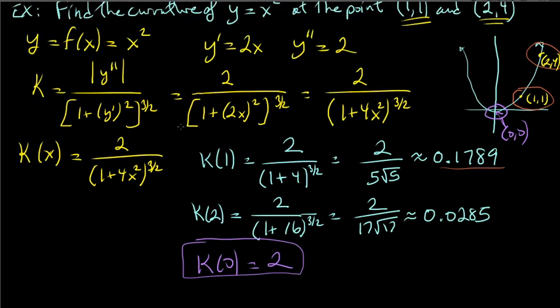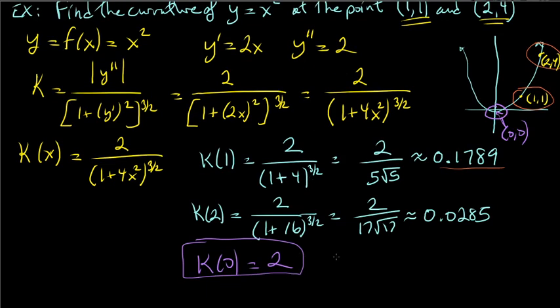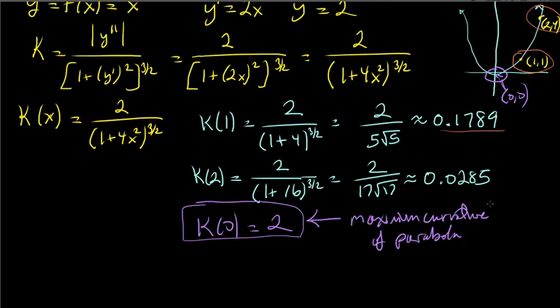Of course, you can prove that by maximizing the curvature function. Take its derivative, set it equal to 0, find the critical numbers. You know, this is what you did in Calc 1. So yeah, we didn't prove that, but just looking at the graph, intuitively, it makes sense that this is the maximum curvature of the parabola, at the vertex at 0, 0.